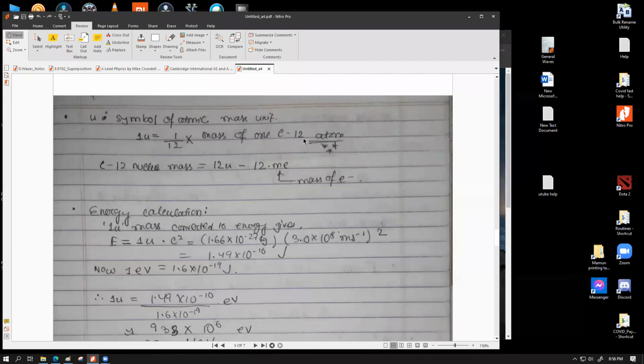This is very important. Atom with star marked, because the carbon-12 nucleus's mass would be 12U minus the mass of 12 electrons. This is the mass of carbon-12 nucleus, and U is 1/12 of the mass of 1 carbon-12 atom. So 12U is the mass of 1 carbon-12 atom.